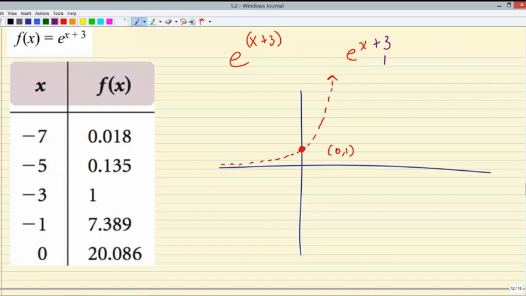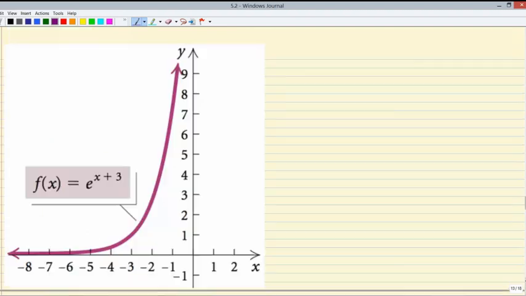And so plus 3 is going to be a shift to the left. Shift it 3 units left. So 0, 1, we're going to move you 3 units to the left. So you now become negative 3, 1. And then we're going to just shift everybody to the left, and we'll get a graph that looks like this. This is what you get if you plug it into your computer.